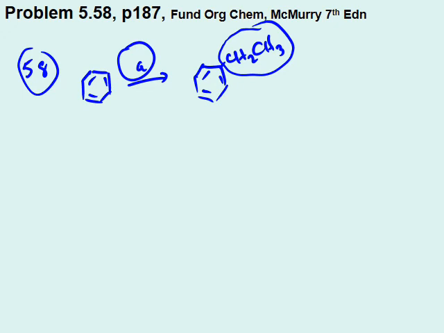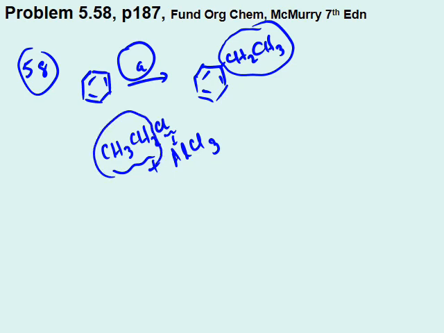Remember, we talked about Friedel-Crafts alkylation. So you can have this compound, CH3CH2Cl, and you need to have AlCl3 as a catalyst. AlCl3 is going to remove that Cl and make CH3CH2 plus. And that CH3CH2 plus is going to get bonded to the benzene ring, and that would give you this product.